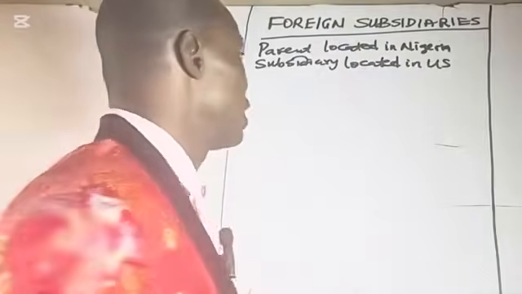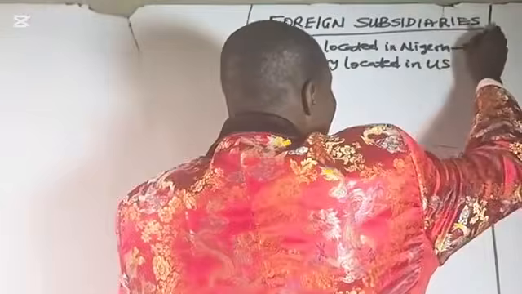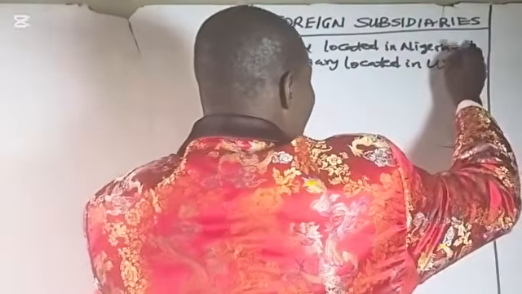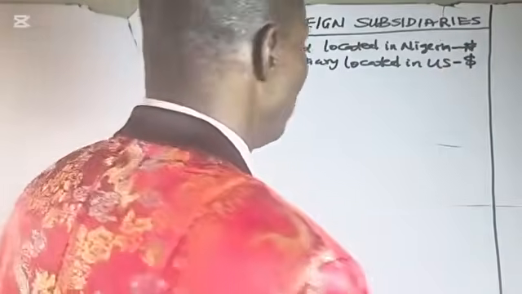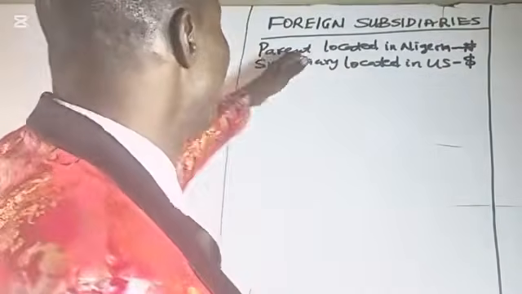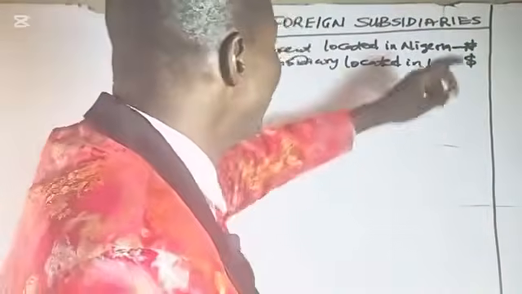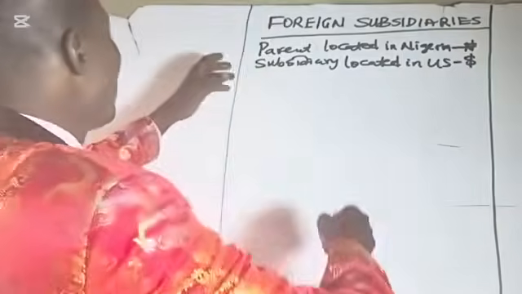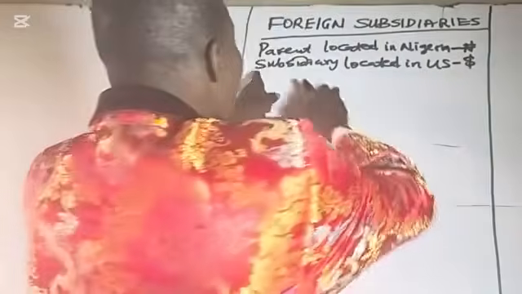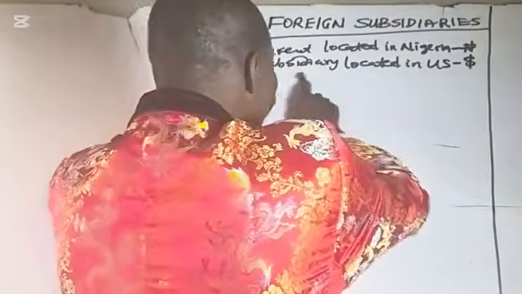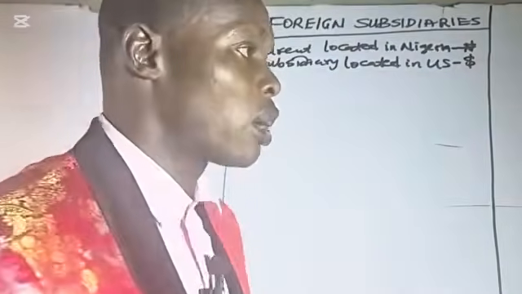So the transaction by the parent will be conducted in naira in Nigeria, while the subsidiary's own transactions will be done in US dollars. Since the transactions are conducted in different currencies, before the subsidiary operation can be consolidated with that of the parent, the foreign currency of the subsidiary operation needs to be translated to naira before they can be consolidated.